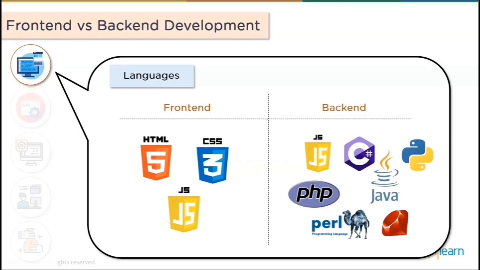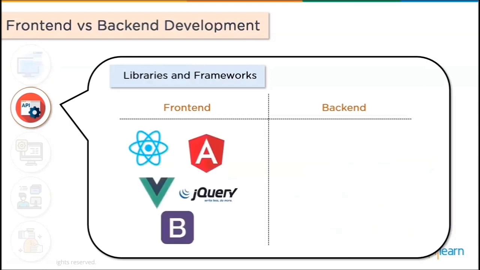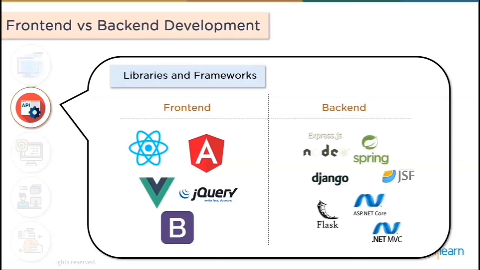When it comes to back end, the languages include Python, C#, Java, Perl, PHP, Ruby, and some JavaScript. Java in particular was built from the ground up to run on the server side, so Java is extremely useful. Python is also one of the most popularly used languages, and C# is the preferred architecture for back-end programming in Windows environments. Now, talking about libraries and frameworks, front-end libraries and frameworks include React.js, Angular, Vue, jQuery, and Bootstrap. While talking about back-end frameworks, we have Express.js, Node, Spring, Django, Flask, JSF, ASP.NET, and .NET MVC.